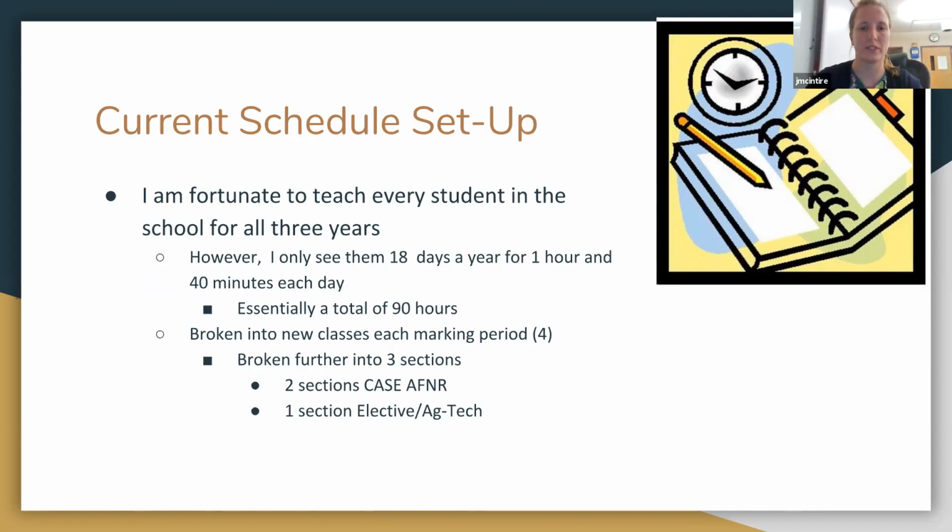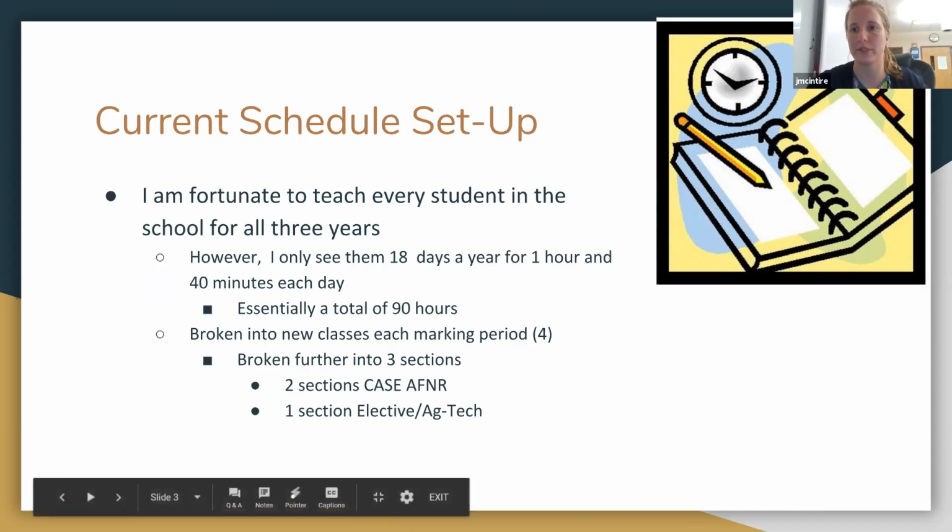The way my class is broken up, each marking period I get 3 new groups of students. Two of those sections are CASE AFNR, which is agriculture, food, and natural resources. Those classes are labeled as tech ed classes, so I'm making sure that I'm addressing the tech ed standards. That's 4 days a week that I have 2 sections of classes. And then the 5th day is an elective class where I'm doing things with robots, and I'm also doing projects in the wood shop, which is pretty nice.